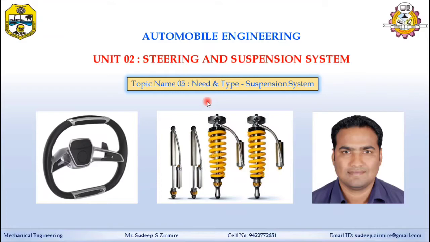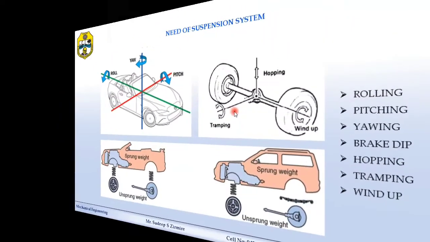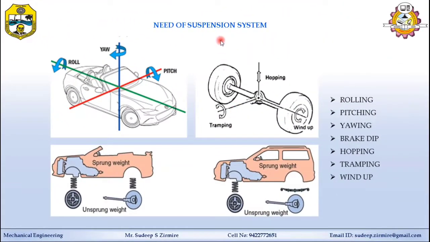The function of the spring is that it oscillates and absorbs the shocks, and the function of the damper is that it reduces this oscillation or reduces the frequency of oscillation. Today in this topic, the need of suspension system, or you can say the basic function of the suspension system, we are going to learn different points related to the suspension, why we need the suspension for the vehicle.